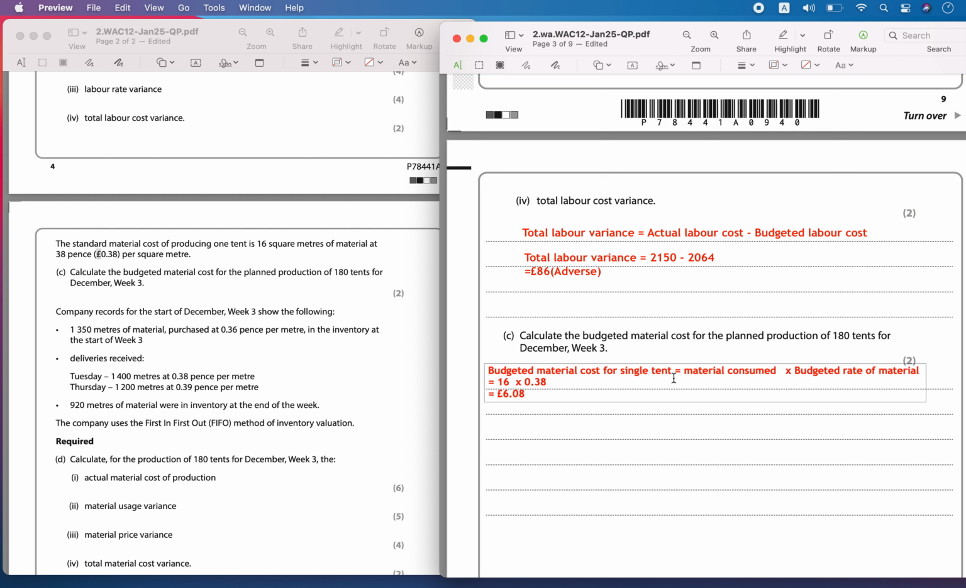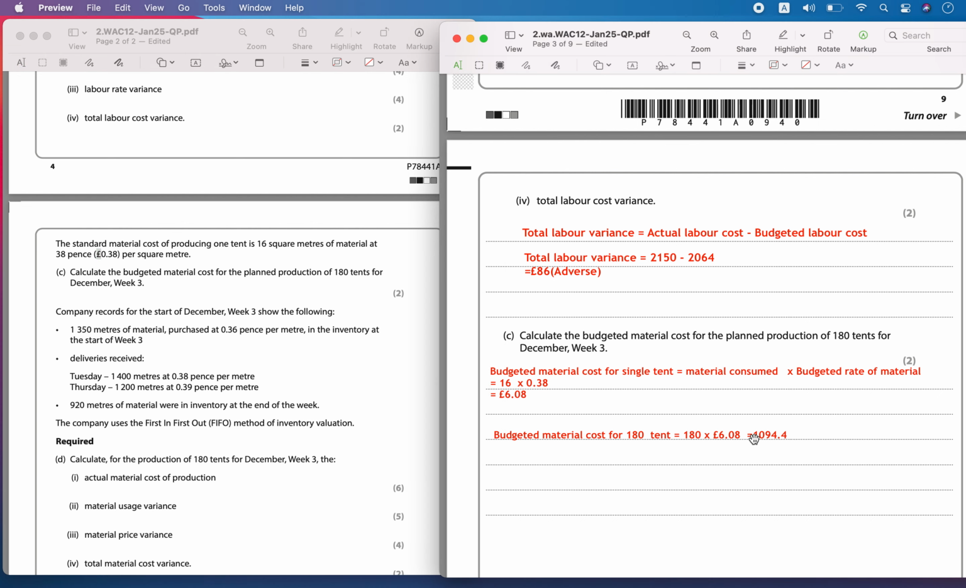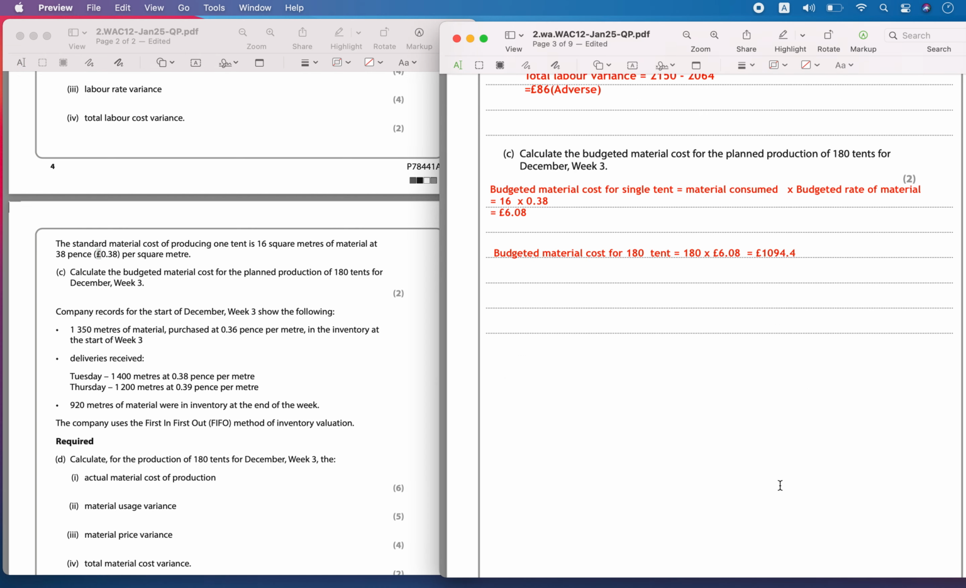Now for 180 tents, let's calculate the budgeted material cost, because they had asked for 180 tents. What is the material cost? For 180 tents it will be equal to 180 times the single tent cost, which is 6.08, which you had calculated. So that is equal to 1094.4 pounds. That is the budgeted material cost for producing 180 tents.